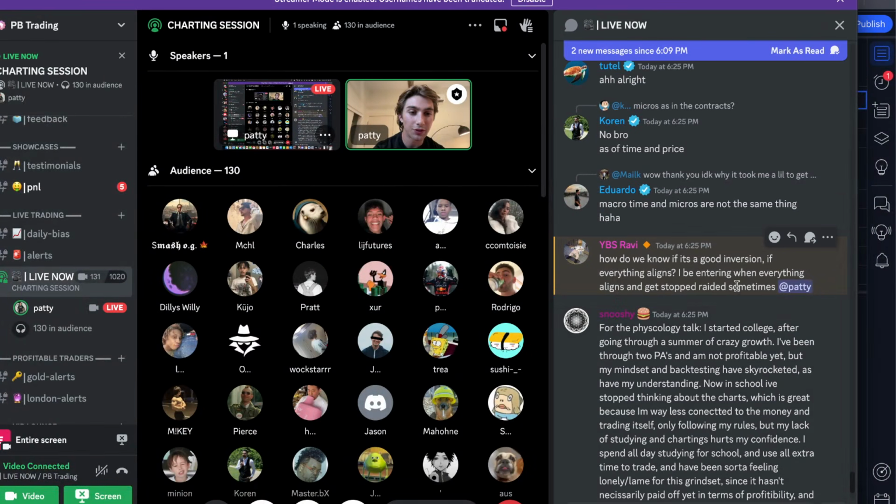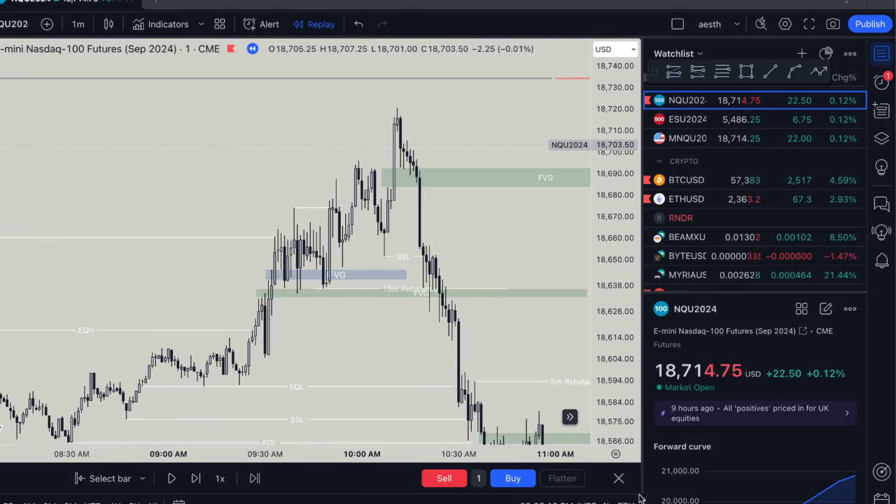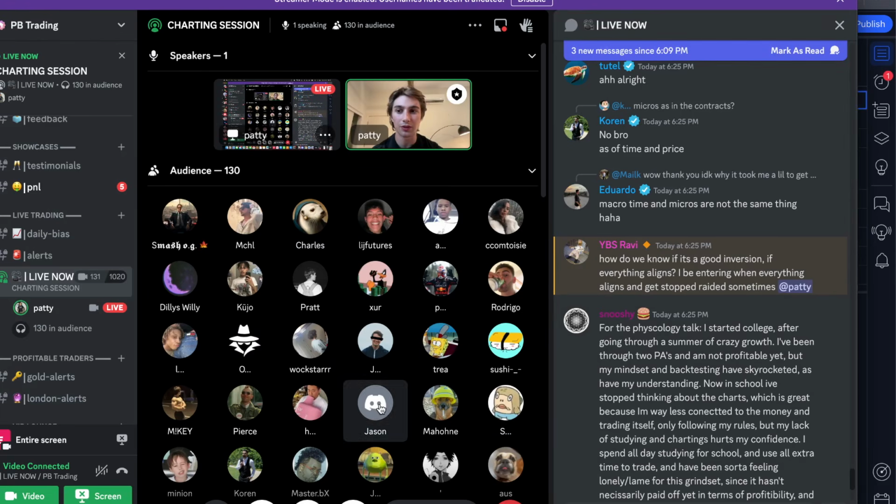How do we know if it's a good inversion if everything aligns? I'd be entering when everything aligns and sometimes get stopped out. I mean, if everything aligns, then there's no reason for it to be a bad inversion.